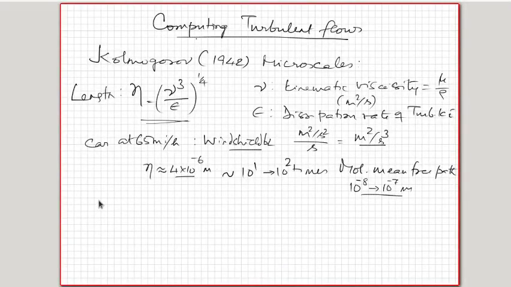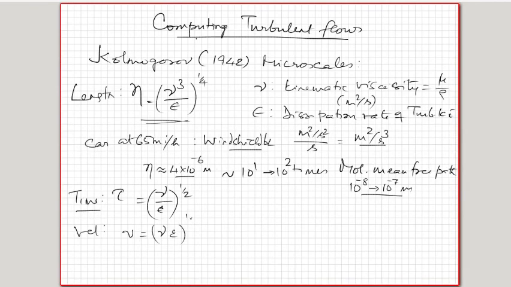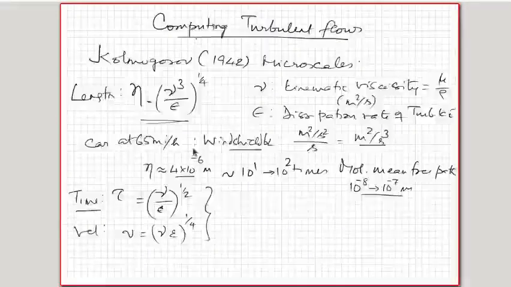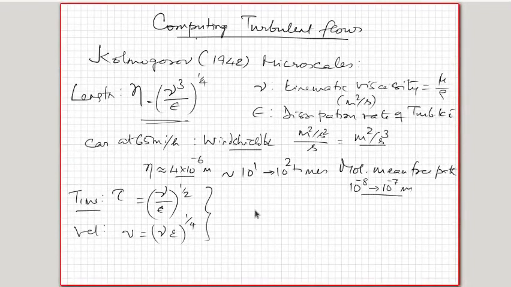And the Kolmogorov time scale tau is given as equal to nu by epsilon whole to the power of half. And for the velocity scale, you can actually divide one by the other. You will get the velocity scale, which will be of the order of nu epsilon whole to the power of 1 by 4. So this is basically this divided by this. That's what you get here. So these are the Kolmogorov scales, and that determines your grid requirement.